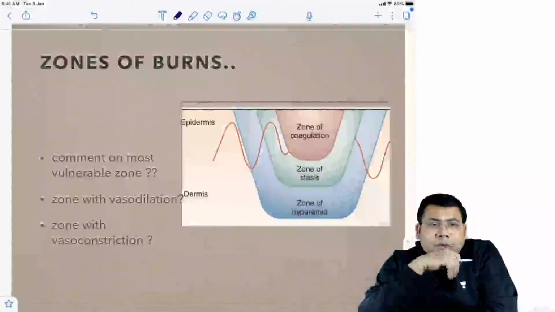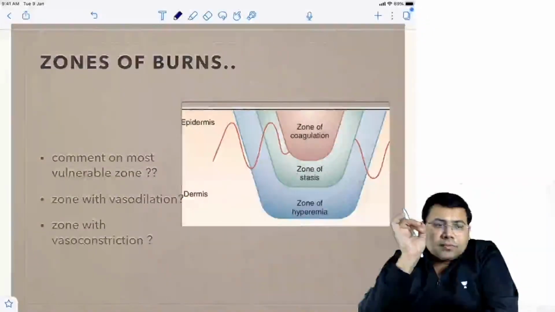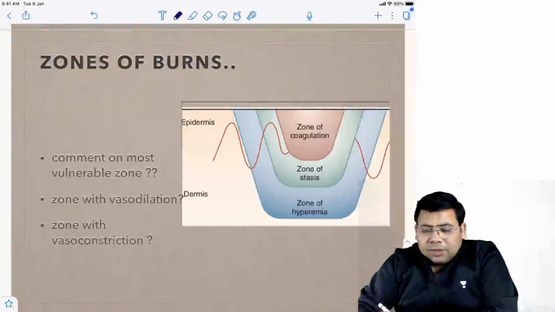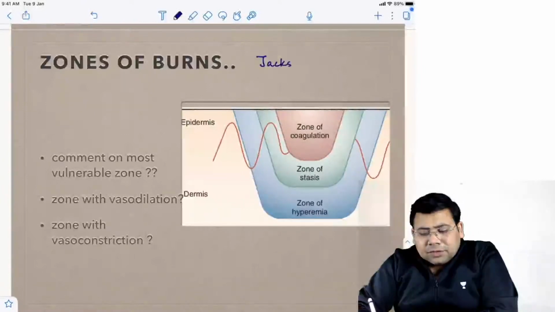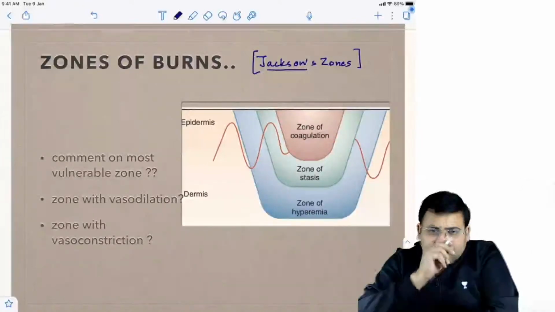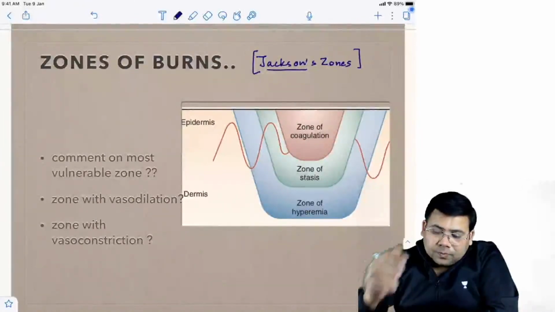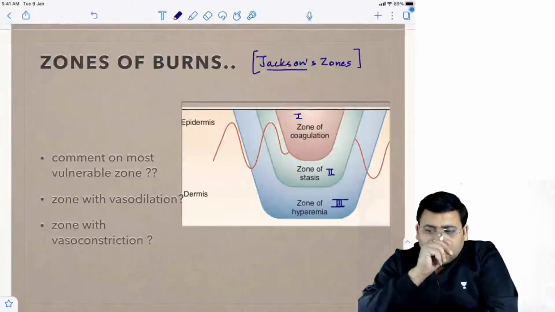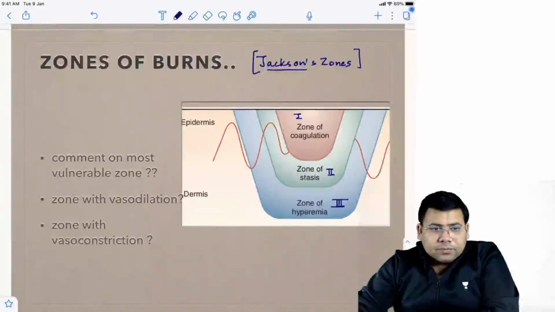Let us move forward. Let us discuss one more MCQ for the day. Let us talk about the zones of the burn. What is the classification that we are talking about? This is known as the classification of Jackson's zones. We have the zone of coagulation, zone of stasis, and zone of hyperemia.